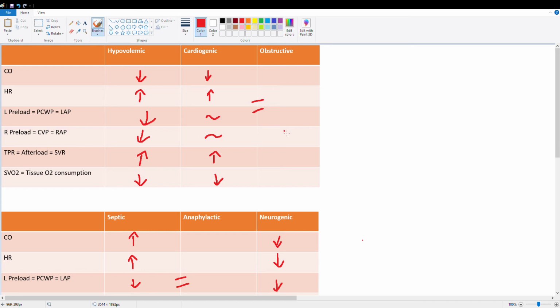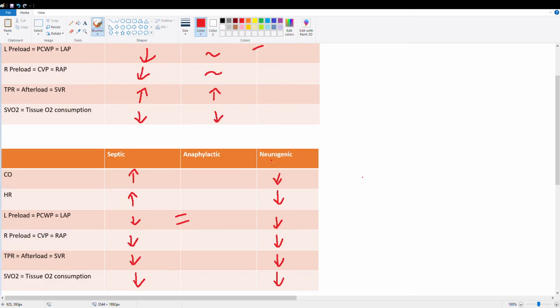And treatment for this is based, again, on the underlying cause. For cardiac tamponade, you would want to do a pericardiocentesis. For pulmonary embolus, you want to do thrombolysis. Tension pneumo, you want to do needle decompression. And again, watch out for acute renal failure.